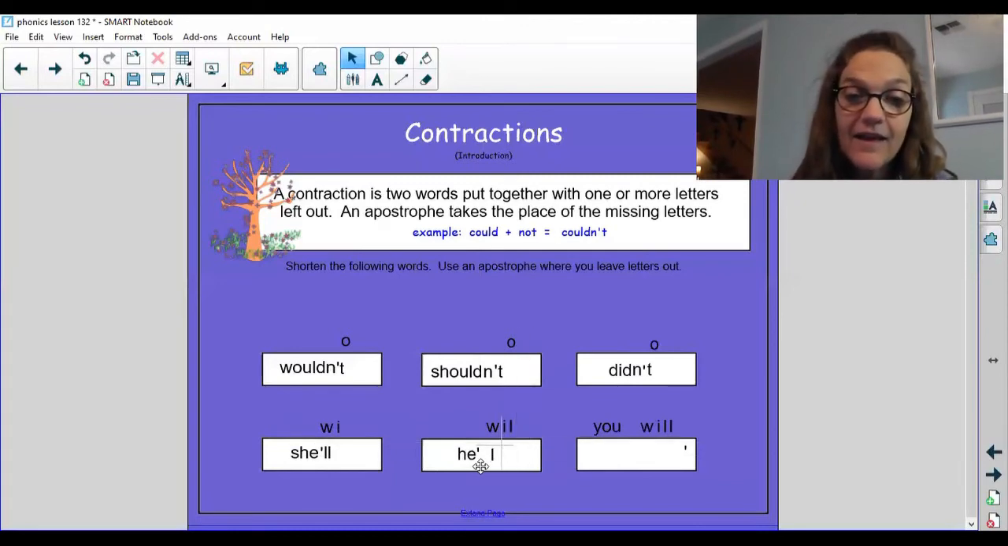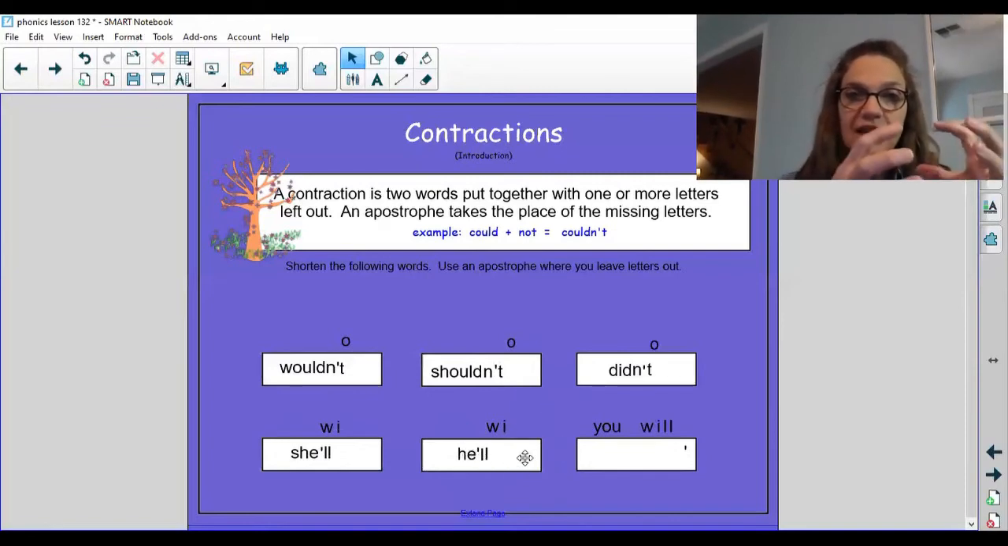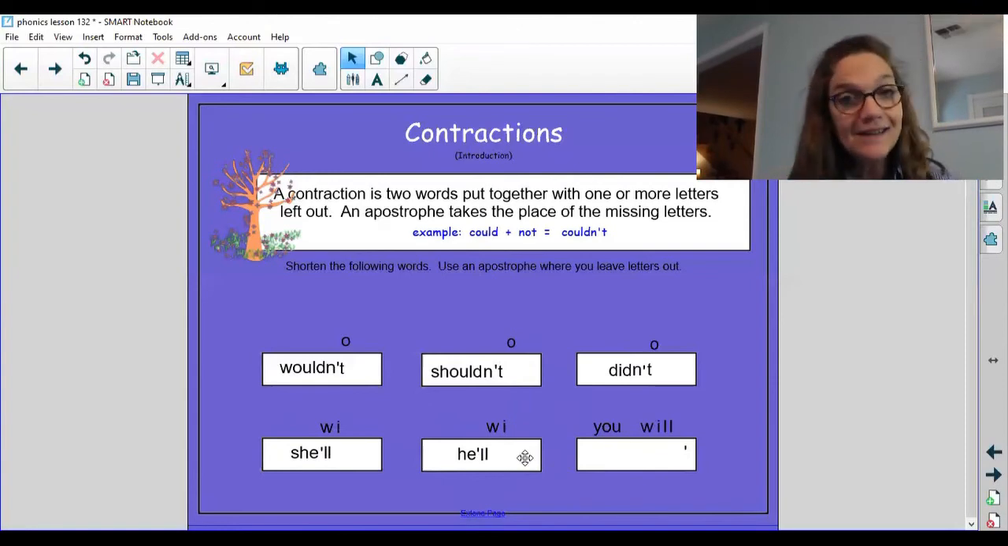And we're going to add an L and another L. Super important for you to remember to put that apostrophe there. He'll, he will, squeeze together. It's usually the first word and the end of the second word. You can see here that the beginning of the second word was left out. Now here it was the middle of the second word, but it's usually some part of the second word that's left out.